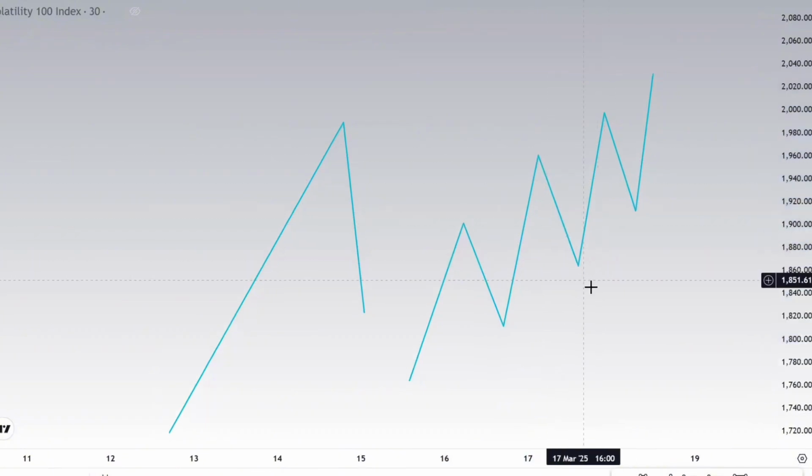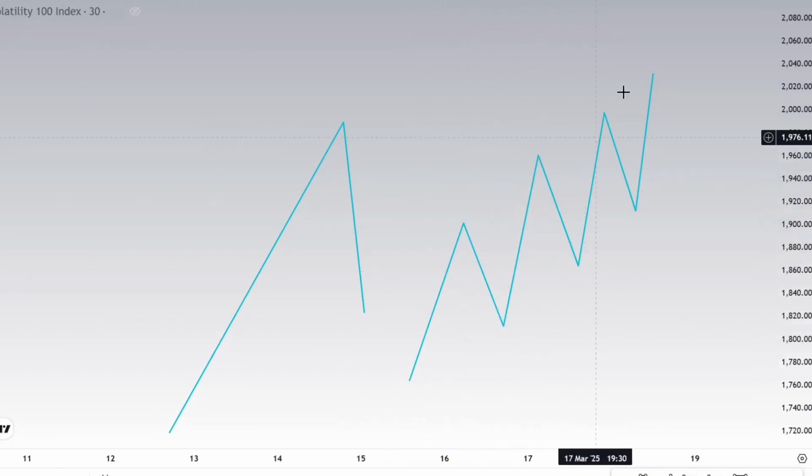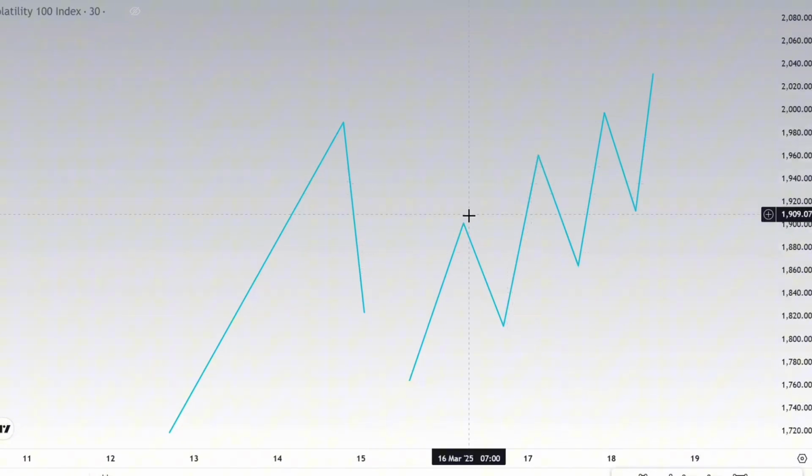Now, we now have two representations here. We have impulse. This movement to the upside, we call it impulse. Take note of this. This movement to the downside, we call it pullback or retracement. Impulse, retracement. Impulse, retracement. You can see that for every high that is created, it is higher than the previous high. That is when you know that we are in an uptrend.